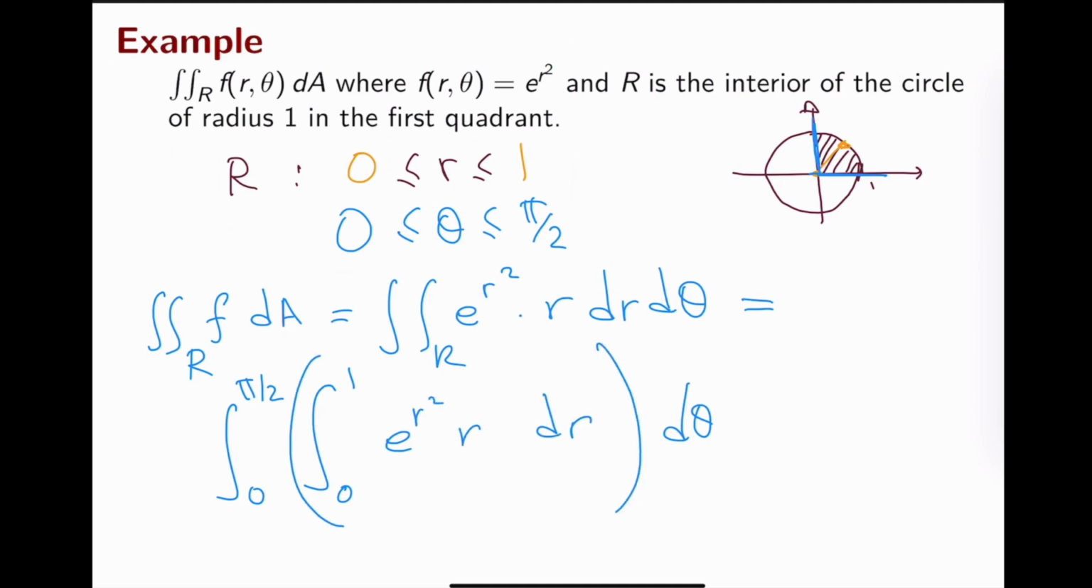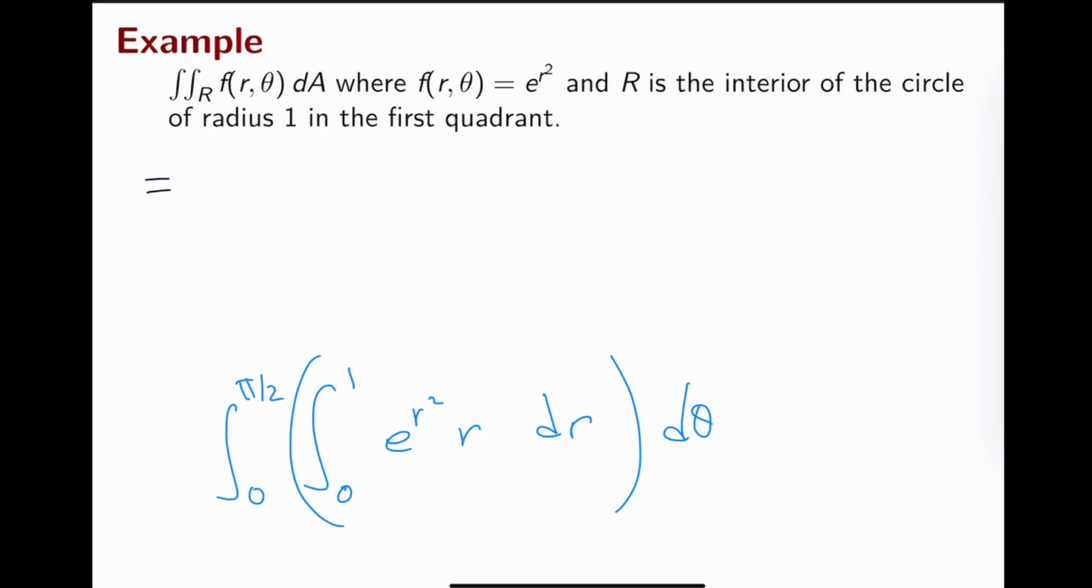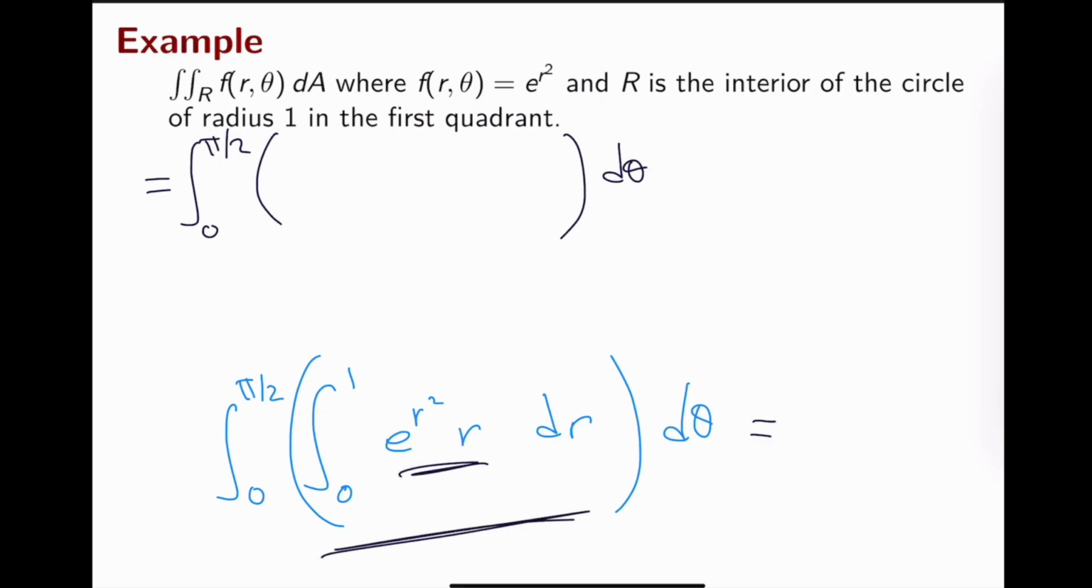And as always, we are going to leave this one for the end, and we are going to start by solving whatever is between parentheses. So this is going to be equal to the integral from 0 to pi half, and we leave the d theta outside. And inside, we are going to write down this integral. So first, we calculate the primitive of e to the r squared times r.